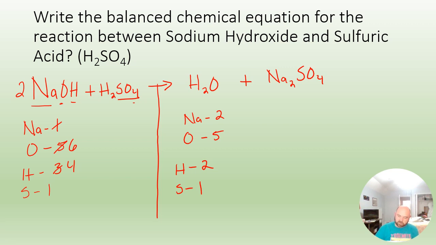Now over on this side, if I try to do the same thing, maybe try to balance the hydrogens in the water. If I have 2 waters here, that will give me 4 hydrogens. That will also give me 2 plus 4 for 6 oxygens. I have 2 sodiums on either side, 6 oxygens on either side, 4 hydrogens on either side, and 1 sulfur on either side. So 2 NaOH plus H2SO4 yields 2 H2O plus Na2SO4 is the balanced chemical equation for the reaction between sodium hydroxide and sulfuric acid.